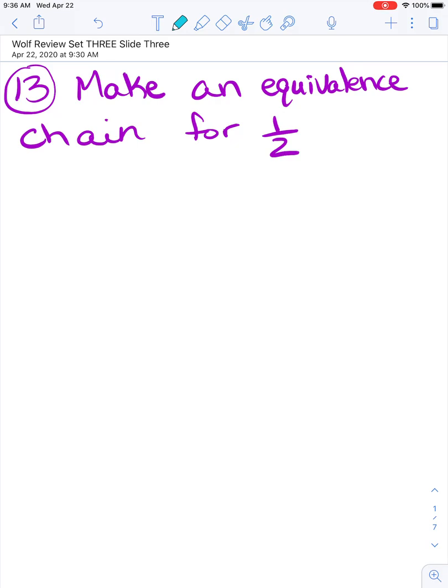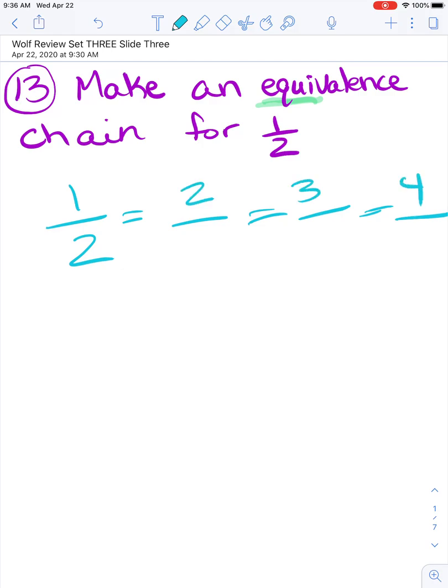So we're gonna make an equivalence chain for 1/2. Remember the word equivalence has equal in there, kinda. All right, so when we do that, we're gonna do 1/2, and let's do 3 of them. To make an equivalence chain, all you have to do is count by. So I'm gonna count by ones: 1, 2, 3, 4.